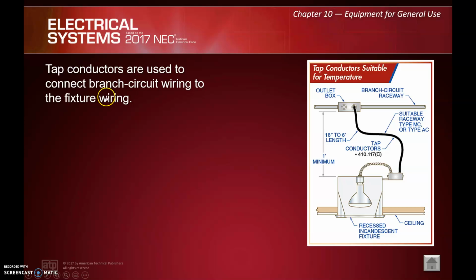Tap conductors are used to connect branch circuit wiring to the fixture wiring. They give us some specifics here. An outlet box can be installed at a point at least 1 foot from the luminaire, and then tap conductors can be installed from there. The raceway or cable that feeds the light must be a minimum of 18 inches in length, but not greater than 6 feet. The 1 foot spacing of the outlet box ensures that the heat generated in the luminaire does not affect the wiring. Again, I think most of you are familiar with the 6 foot fixture whips. That's written into a lot of specs anyway.